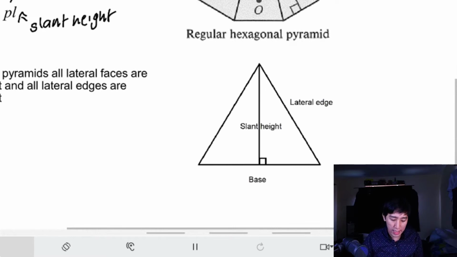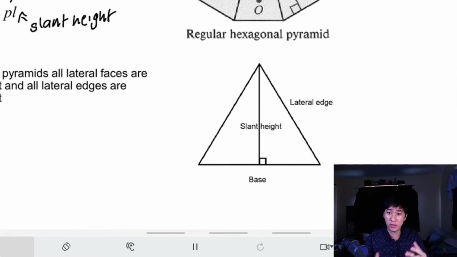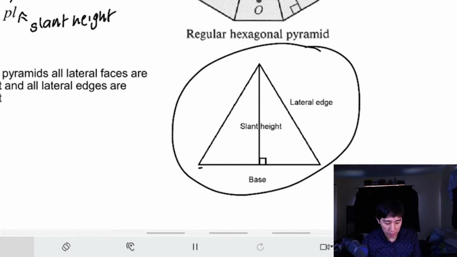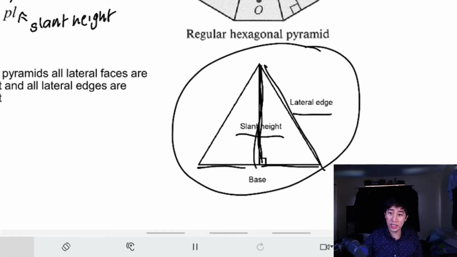Now, when you're doing your slant height, one of the most common breakdowns for me, again, I always break down my shape. I take it apart, redraw it. One of the most common breakdowns you're going to want to do is of your lateral face. When you're breaking down your lateral face, this is what it's going to look like. You have your base here and here. You have your lateral edge right over here, and then finally you have your slant height. Now this area over here is your slant height.